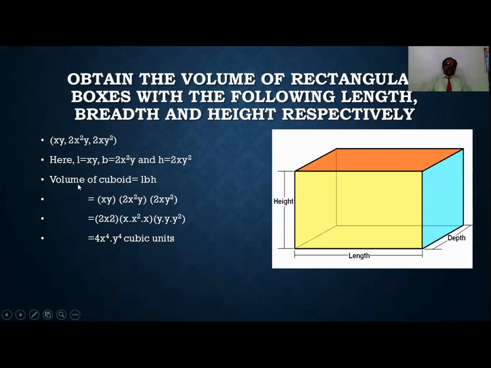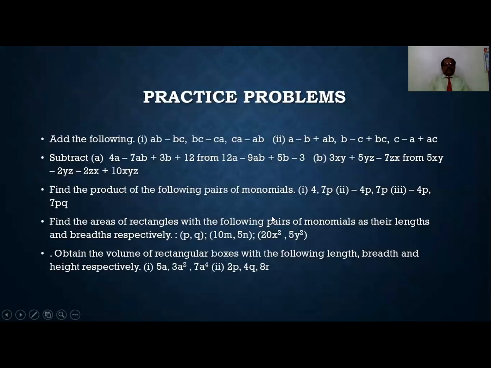So in this way we can find the volume of a cuboid just by taking the product of three monomials, which is nothing but finding the volume of a cuboid or a rectangular box. Cuboid is nothing but a rectangular box. Clear? So now let's move ahead. Here we have some examples on this multiplication of monomials, the sum and difference of monomials. So you can just go through them and try these examples afterwards.